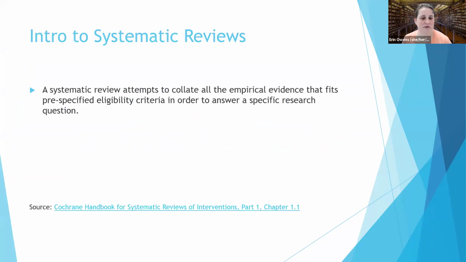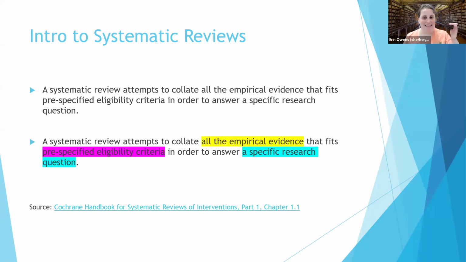All right. So my focus today is primarily going to be on the Rayyan tool itself, but I do always like to just start with a little bit of an introduction to systematic reviews as a research method so that we're all sort of on the same page. A systematic review attempts to collate all the empirical evidence that fits pre-specified criteria in order to answer a specific research question. So I've kind of highlighted here the three really critical pieces of that definition.